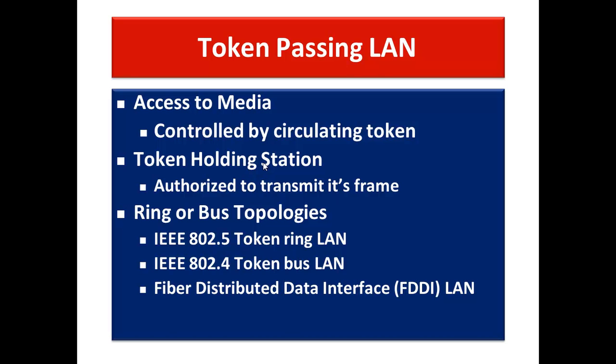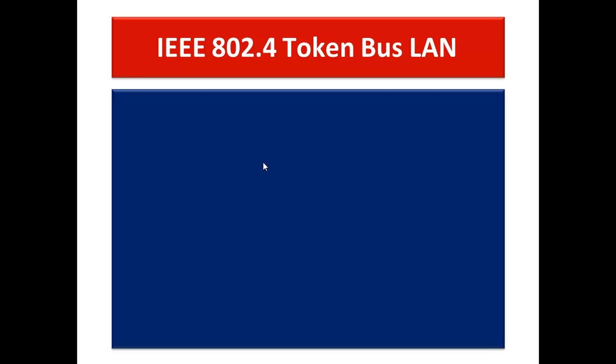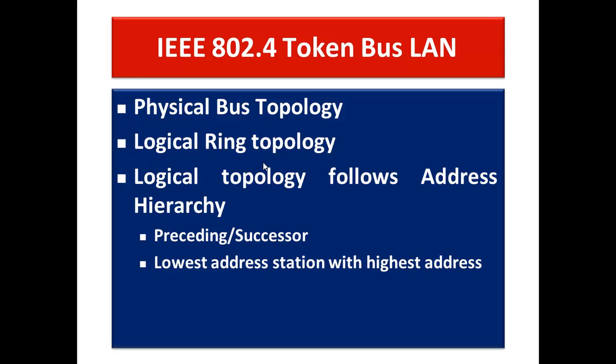Apart from that, there is the fiber distributed data interface as well, which is a dual ring based on fiber links, on a ring topology. Anyway, we will work on this 802.4 standard, which is the token bus LAN. As I told you, it's a physical bus topology, but the idea here is the token is going to be circulated in a ring fashion logically. So we are going to bring in the logical ring topology with respect to how your tokens are going to get circulated. It's not a physical ring, it is a logical ring in terms of the circulation of the tokens.